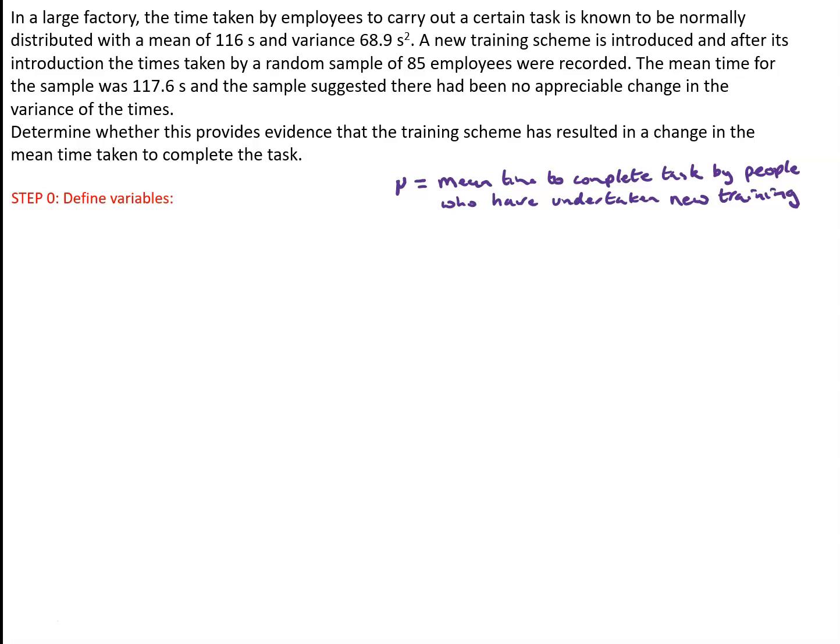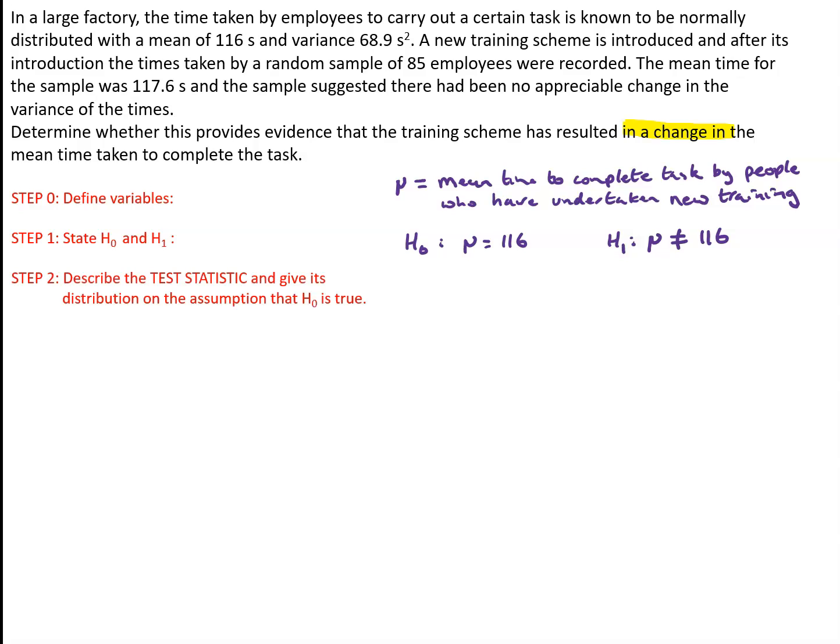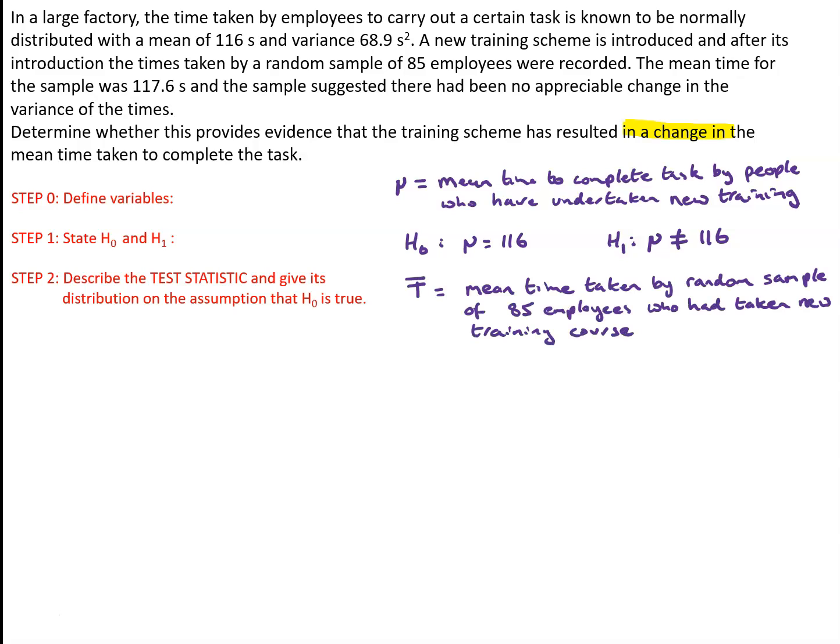Our null hypothesis is going to be that there has been no change, in other words, that mu is 116. The alternative hypothesis is that there has been a change. So we are saying the alternative hypothesis is that mu is not equal to 116. Our test statistic in this case is going to be the mean of the times taken by a random sample of 85 employees who had taken the new training course.